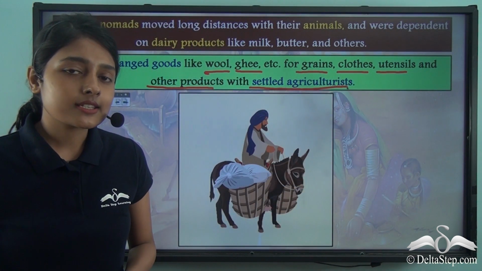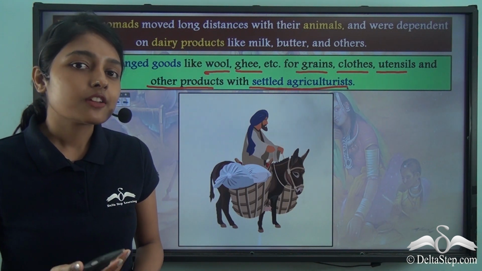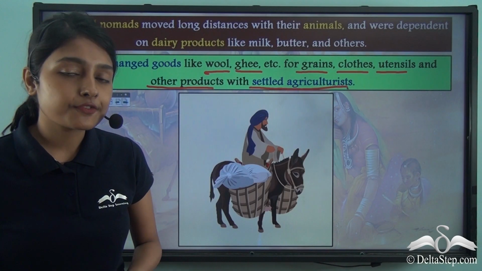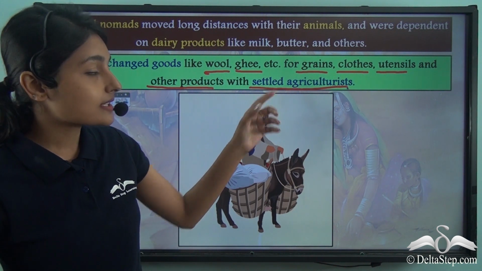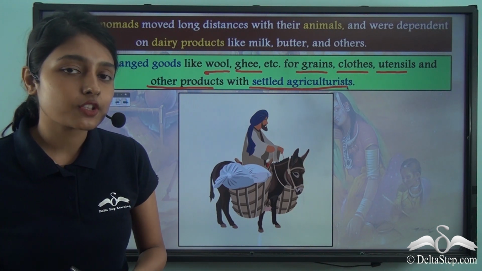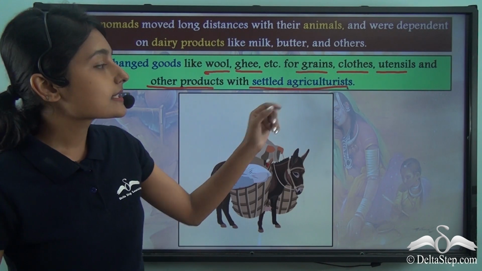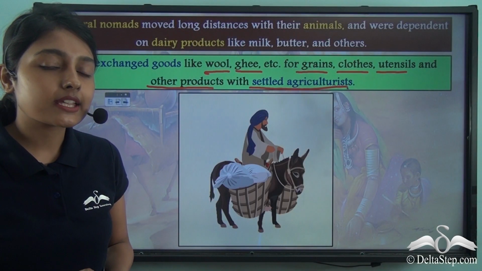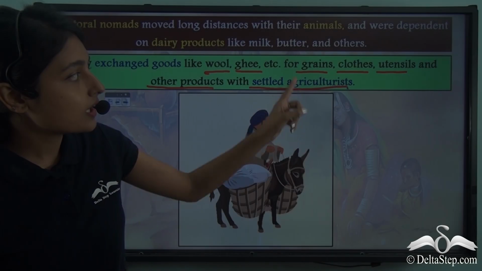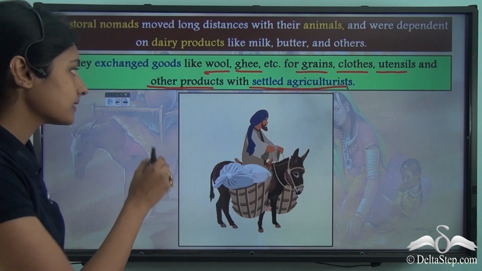Now the settled agriculturists were people who pursued and practiced agriculture at particular regions, which is why they were able to grow grains. They were also able to produce cloths for themselves. And while they produced grains and proper kinds of food, they also required utensils in which they could have those foods. So these were some of the items that were either produced or made by the settled agriculturists. So from this we can infer that the pastoral nomads exchanged goods like wool and ghee for grains, cloths and utensils that were made by the settled agriculturists.